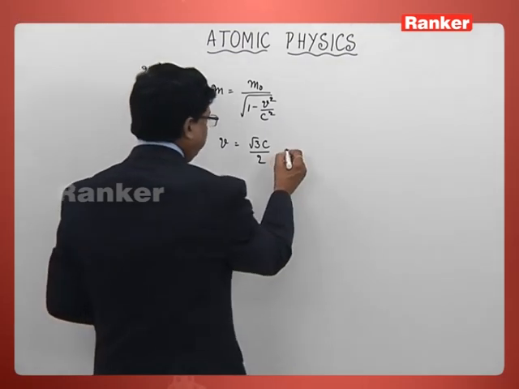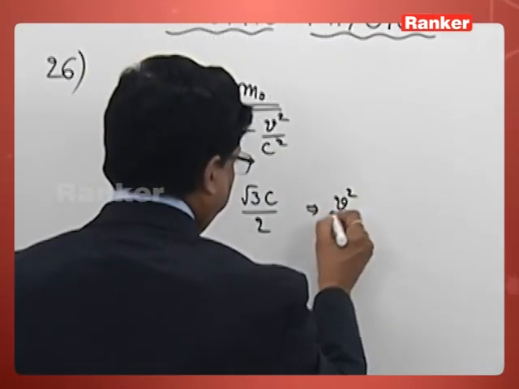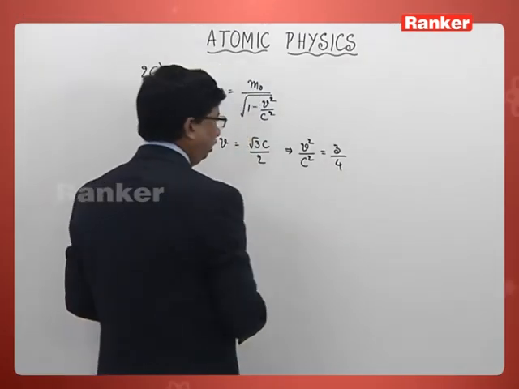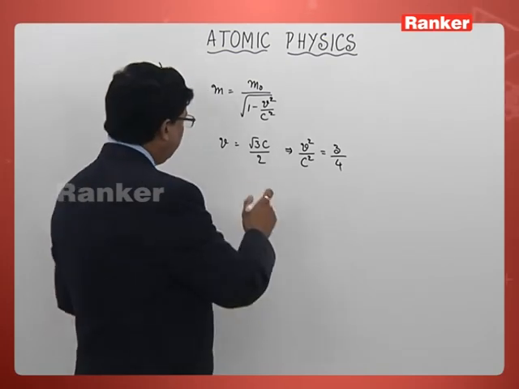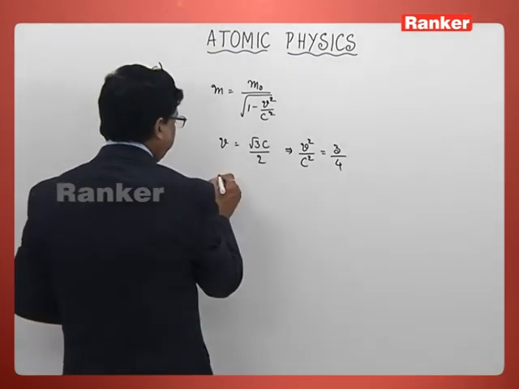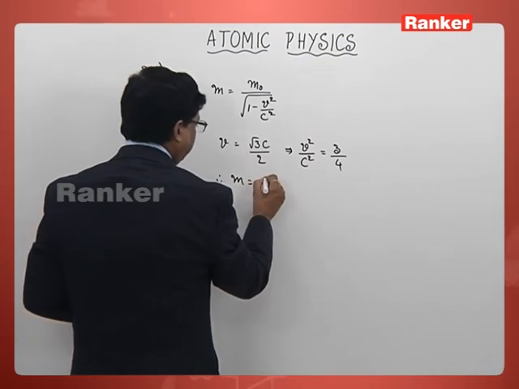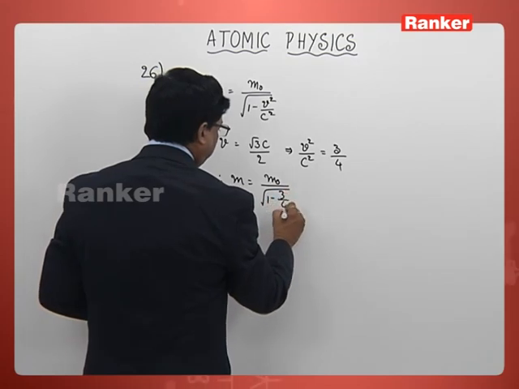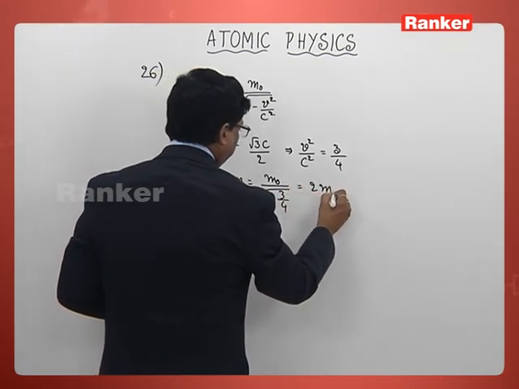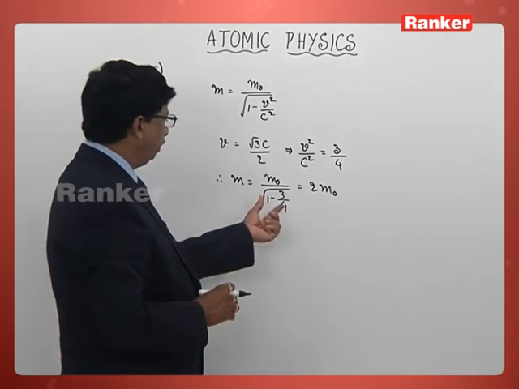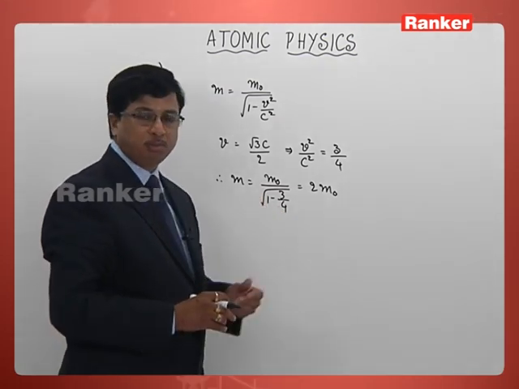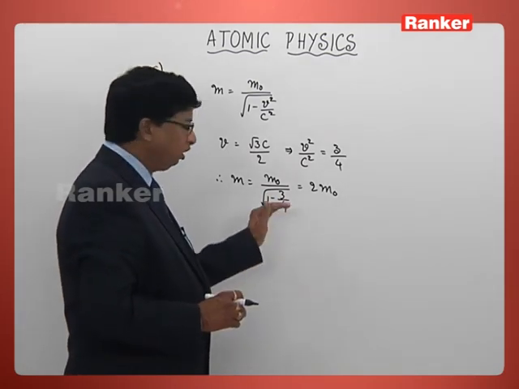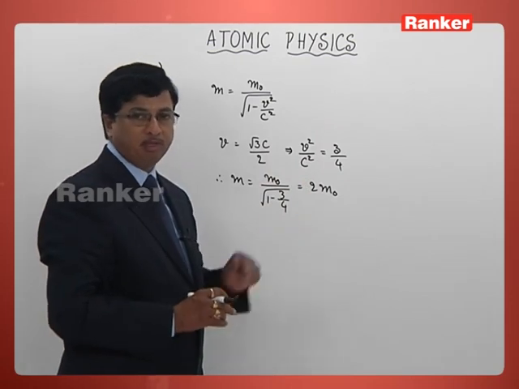So what can we write from this one? Directly v square by c square, you can write as 3 by 4. If you substitute this value over here, m now becomes m0 by root of 1 minus 3 by 4, which now becomes 2m0. You can certainly understand 1 minus 3 by 4 now becomes 1/4. Root under 1 by 4 is 1 by 2, and that of course comes up 2m0.